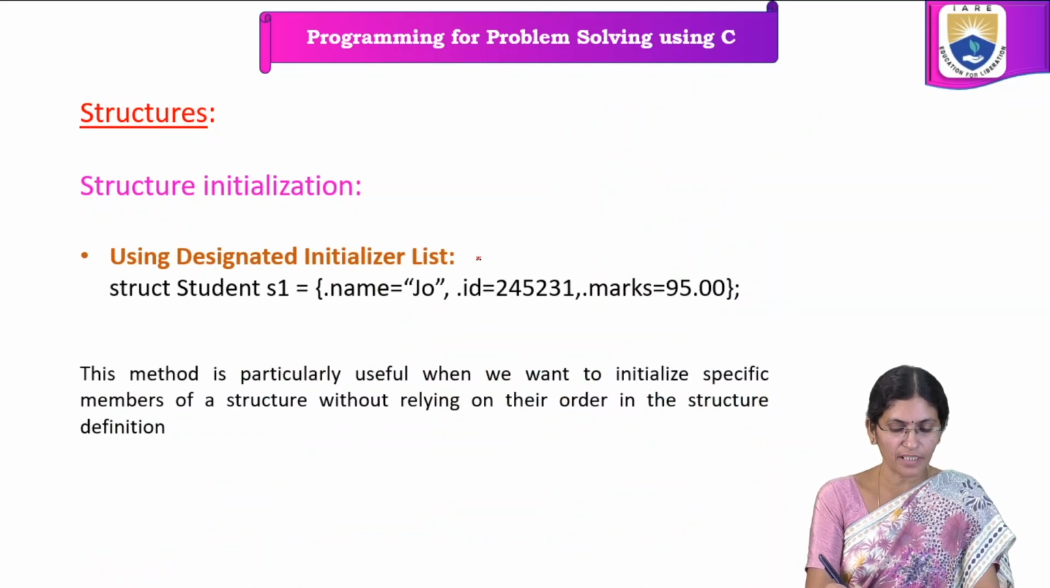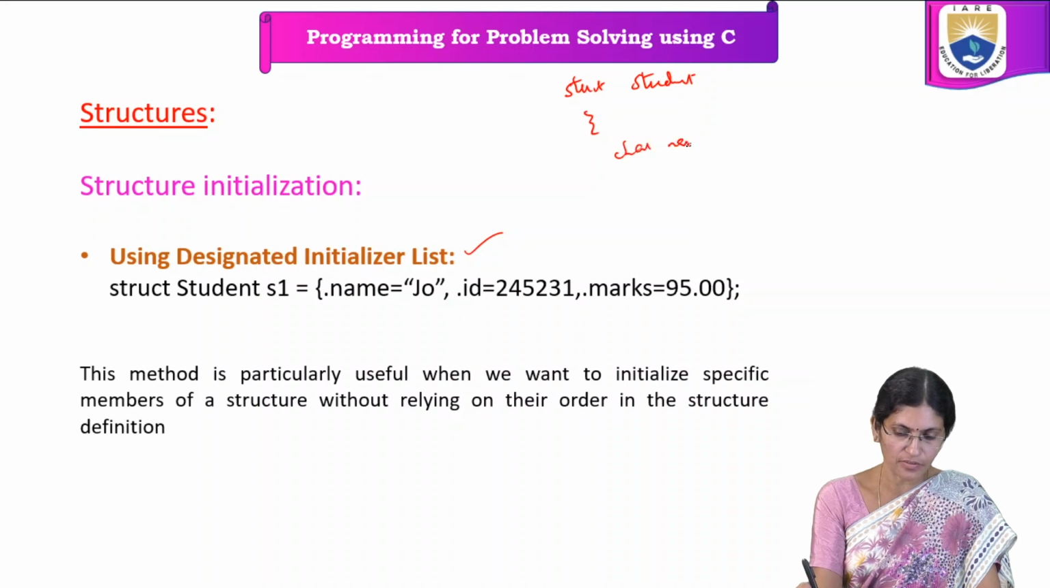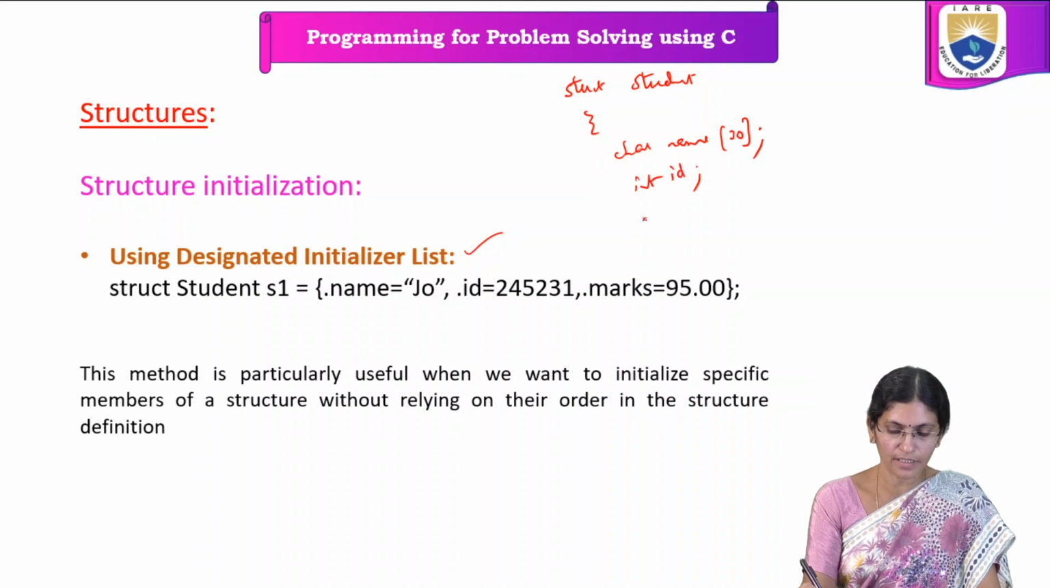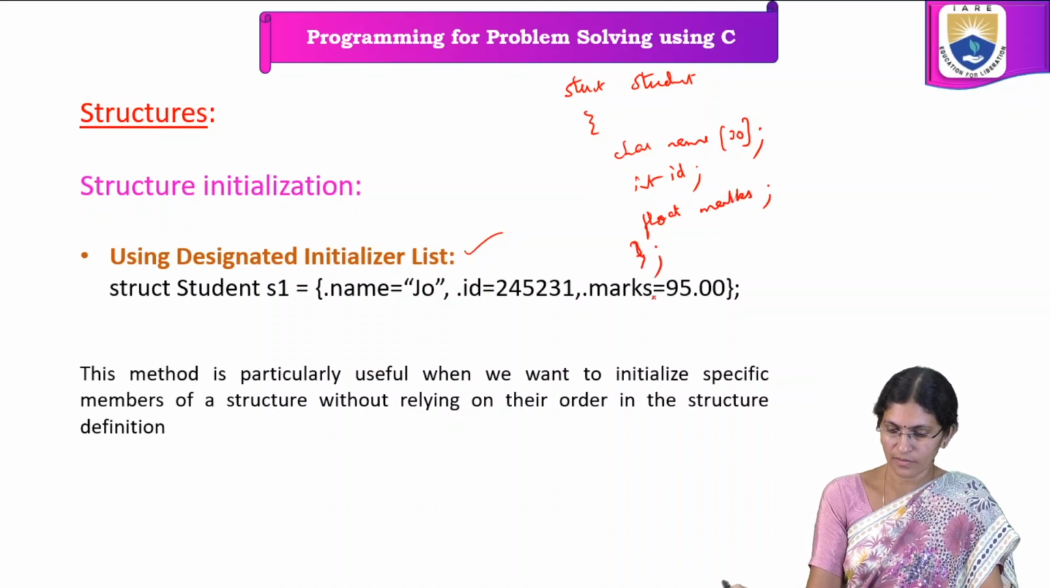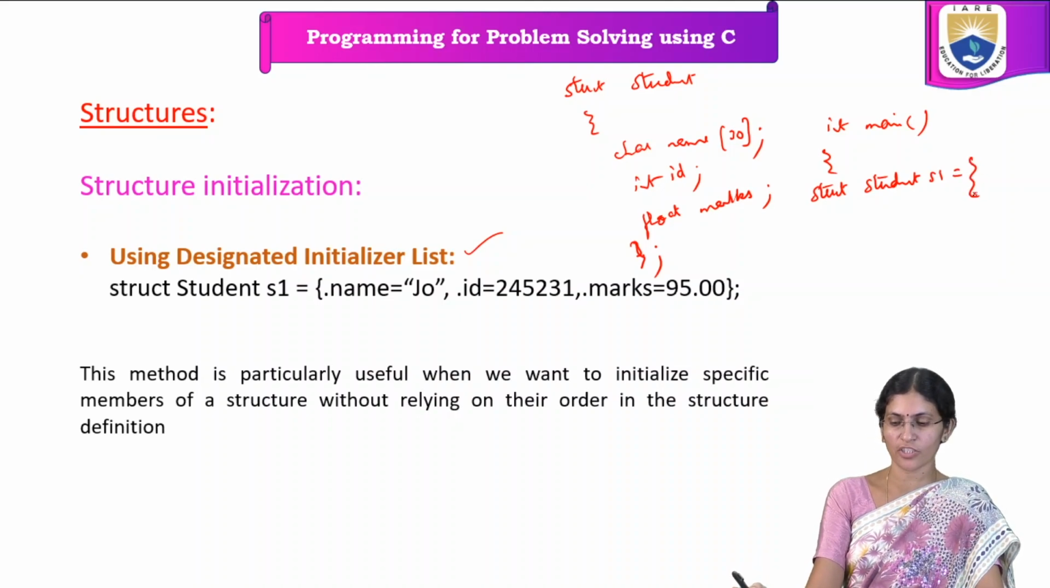Next one is using designated initializer list. So after the definition of the structure, struct student, inside this we define the structure. So this is then int id, then after that float marks. So this is the structure definition. After that, in the main function, we are declaring the variables. So struct student s1 is equal to, so here itself we can initialize the values.